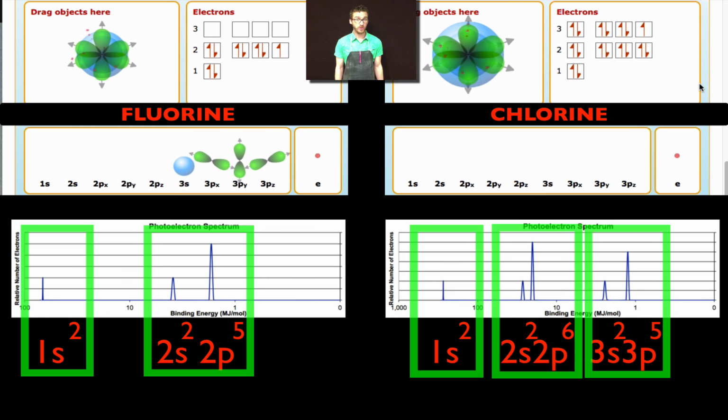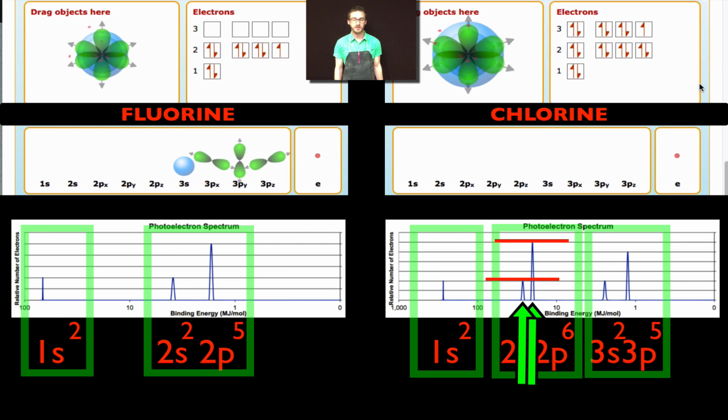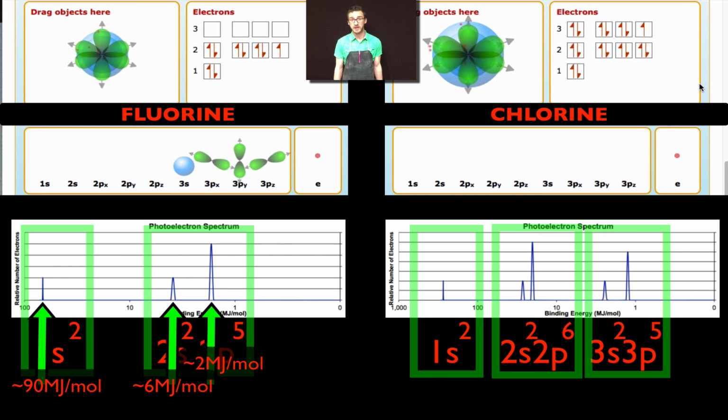Notice that in fluorine, the 1s and 2s peaks are the same height, because they contain the same number of electrons. However, also notice, as in chlorine, the 2p peak is 3 times as tall as the 2s peak, because it contains 3 times the number of electrons. Let's think about the relative position of these peaks. Notice that in the fluorine atom, the 1s electrons require more energy to be removed than the 2s electrons or the 2p electrons, because those 1s electrons feel a greater effective core charge than the 2s or 2p electrons.